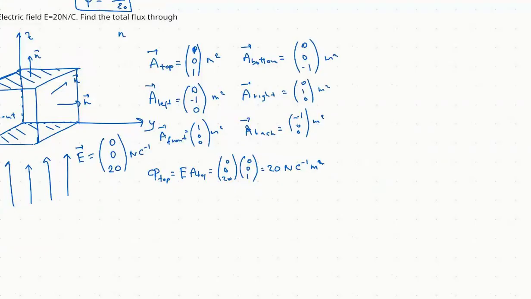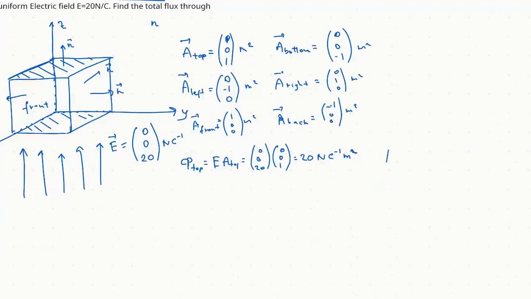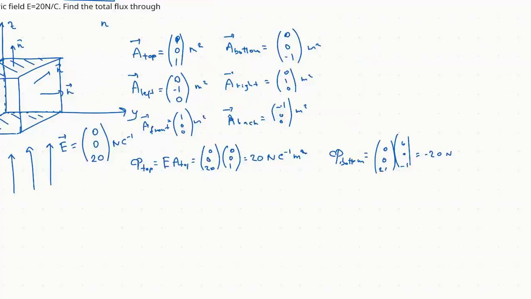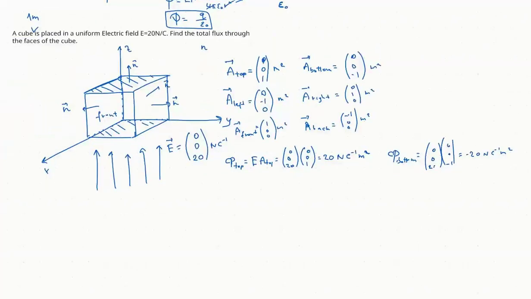Okay. Now the flux from the bottom face is equal to 0, 0, 20 multiplied by 0, 0, minus 1. And it's going to be minus 20 newtons per coulomb meter squared. And this is a significant result here. We're taking a cube, and the flux going out in this particular case has a positive sign, and the flux going in has a negative sign.